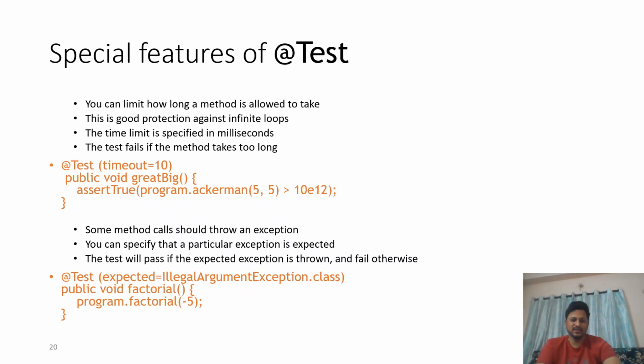And among the special features in JUnit, we have the Test annotation. This is one of the special features of the JUnit test, where you can limit how long the method is allowed to take for the test, and this is also a good protection against infinite loops. This time limit is specified in milliseconds, and the test fails if the method takes too long. These are all the special features of the Test annotation. We can also override the particular default value in milliseconds.